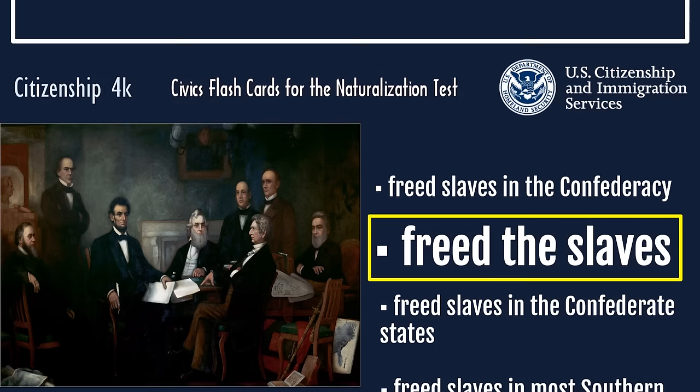When must all men register for the Selective Service? At age 18.